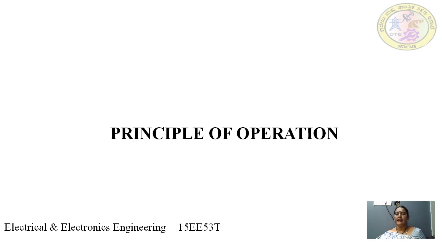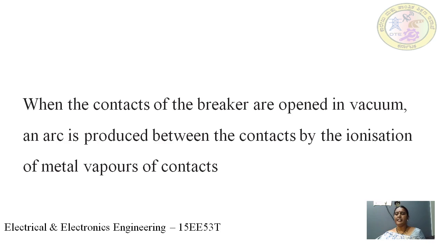With this, let us see the principle of operation of vacuum circuit breaker. When the contact of the circuit breaker is opened in a vacuum, the arc is produced between the contacts by ionization of metal vapors of the contacts. The contact here in this case is made of copper. Due to the ionization of metal vapors, an arc is produced between the contacts of the circuit breaker.